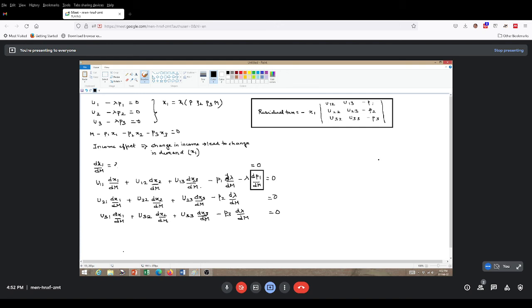Okay, now let us start with this, minus p1 x1. So this is minus p1 dx1 by dm, minus p2 dx2 by dm, minus p3 dx3 by dm. There is no lambda over here, so let me put a plus 0. Now we have m over here, so we have 1 over here, and this 1 can be taken over here.